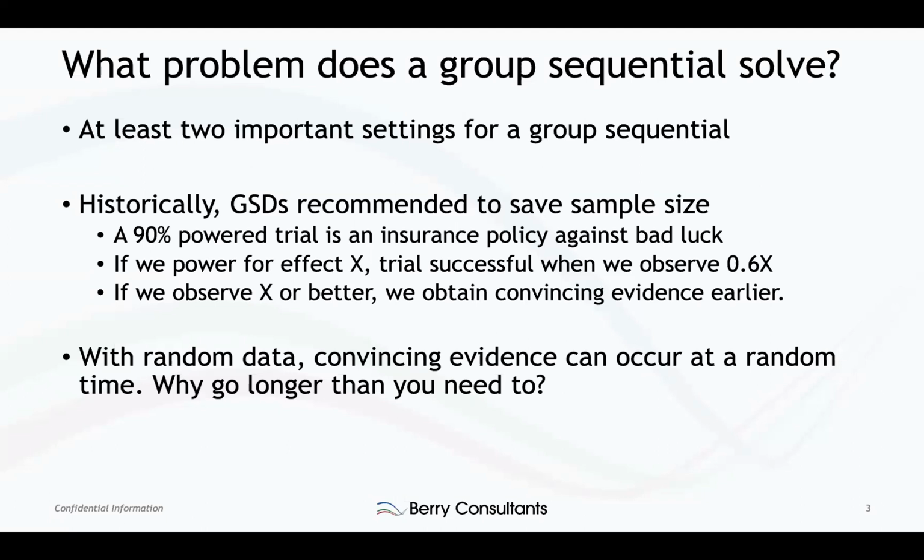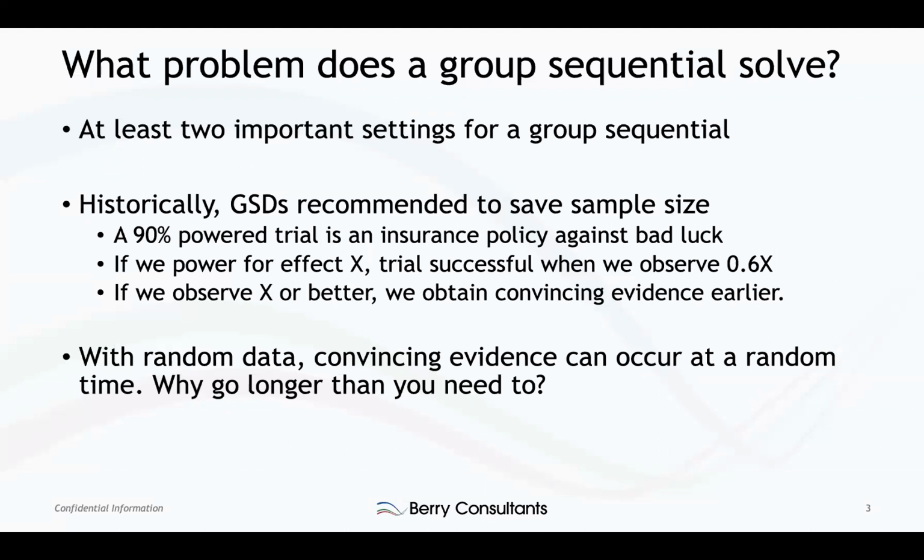This idea is based on the fact that if I do a sample size calculation and say I need 250 subjects, I certainly know that random data doesn't accumulate information on some deterministic schedule. So if I need 250 to get 90% power, that doesn't mean at 249 I don't know the answer yet, and at 250, suddenly the clouds part and I know what's going on.